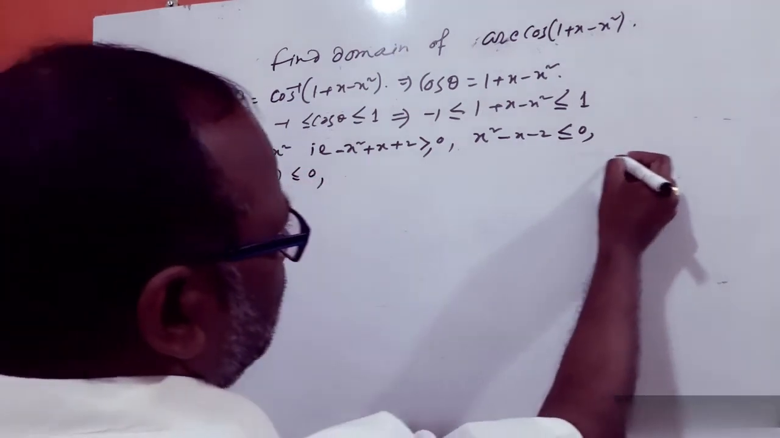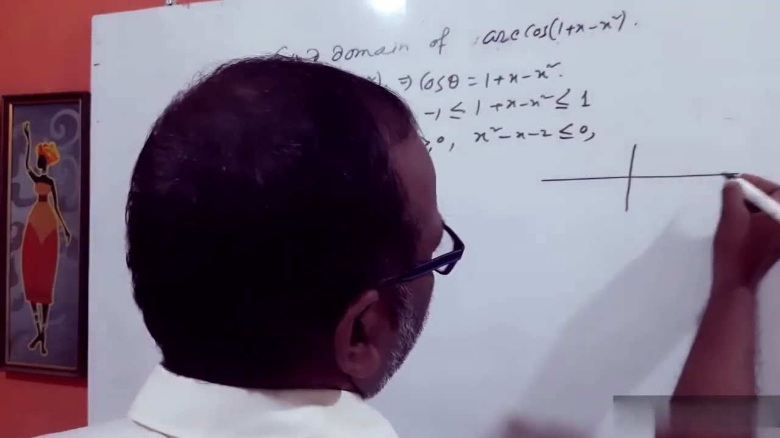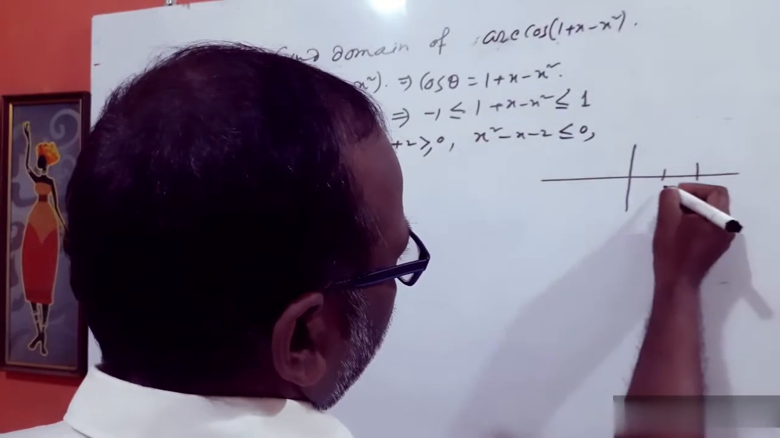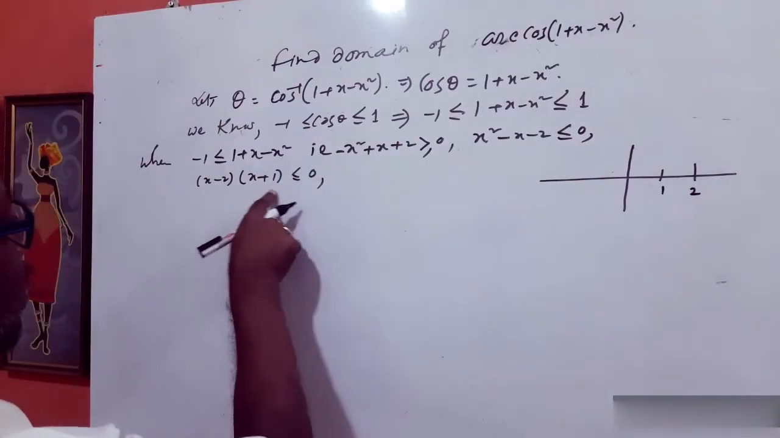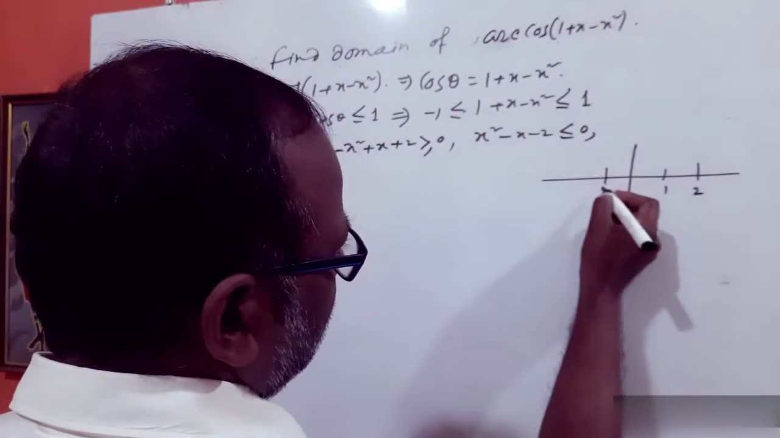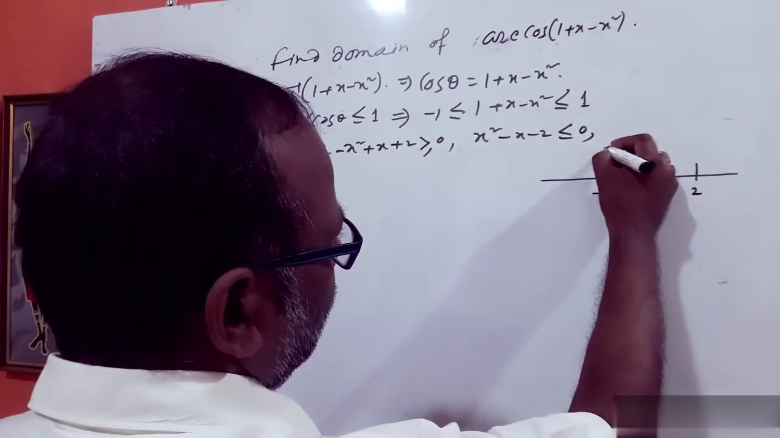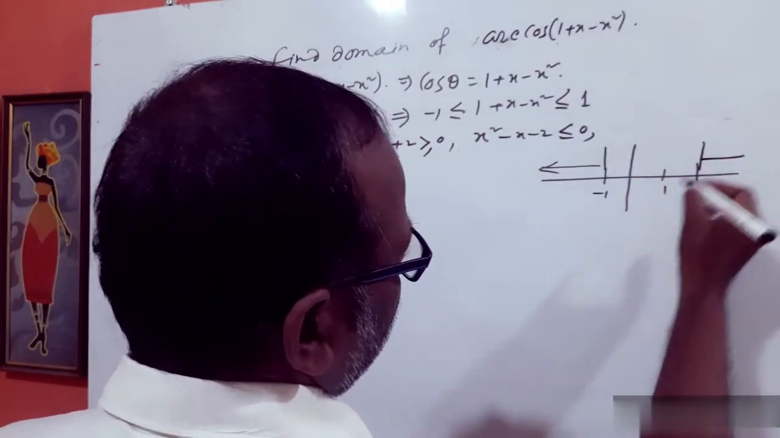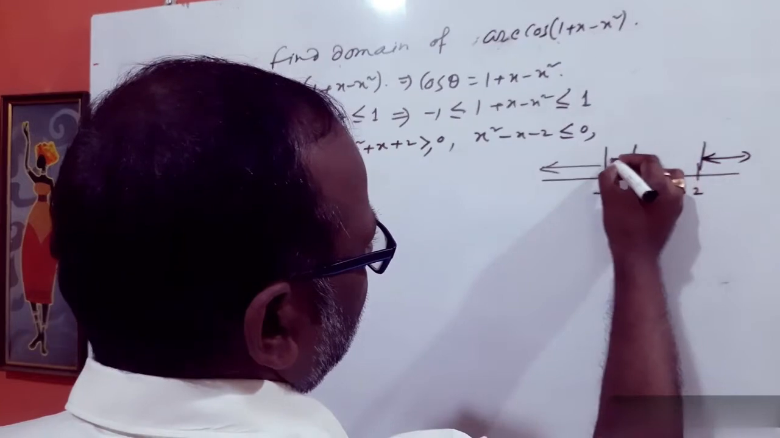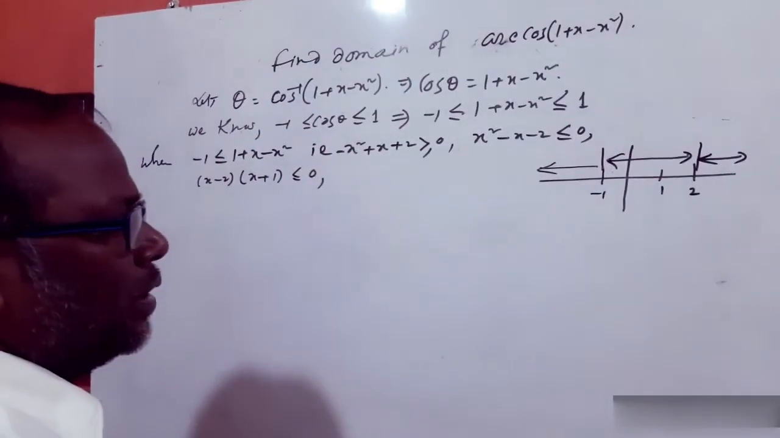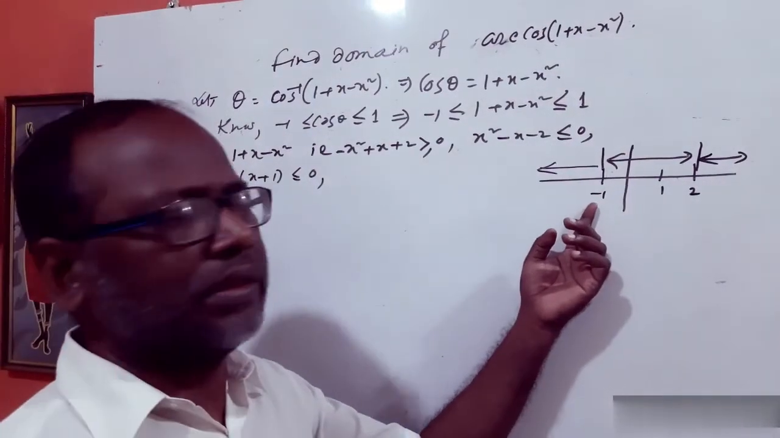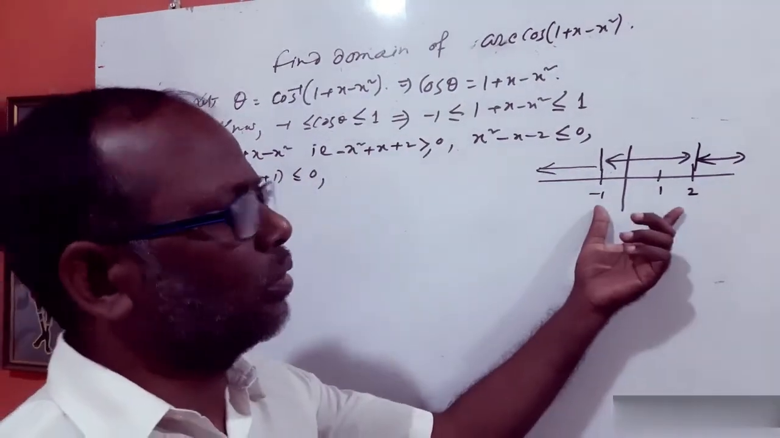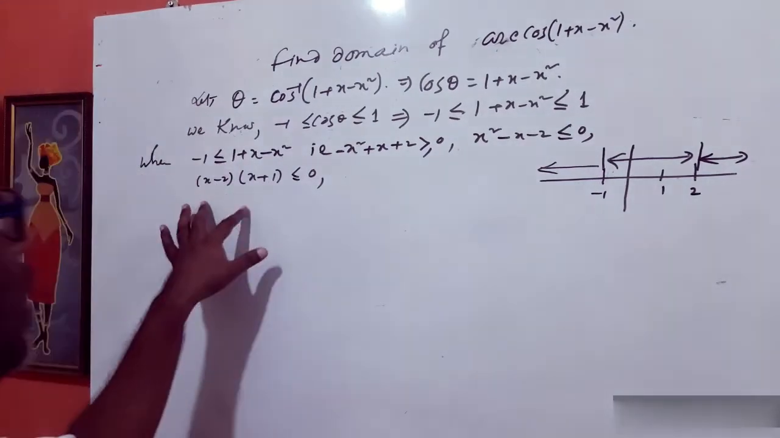Now draw the number line, so it would be very easy to find the domain here. So this is 1 and 2, this is your point 1, this is your 2. If we take 0, then we get -1, so this is your -1. This is the easiest technique to find the domain. There is a region less than -1, a region more than +2, and in between -1 to +2. So which region is satisfied?